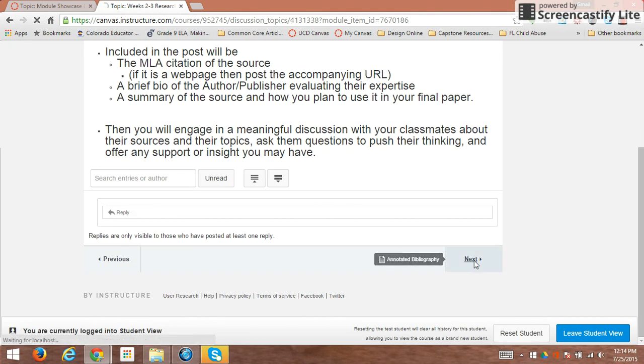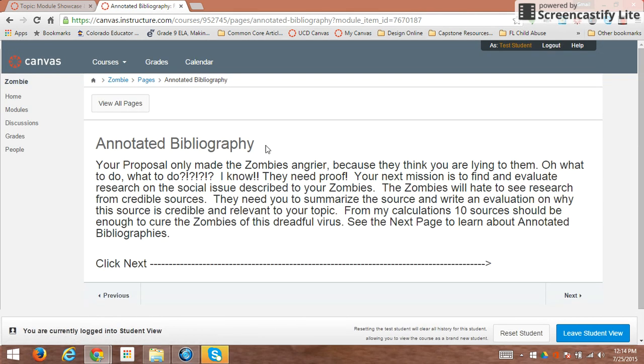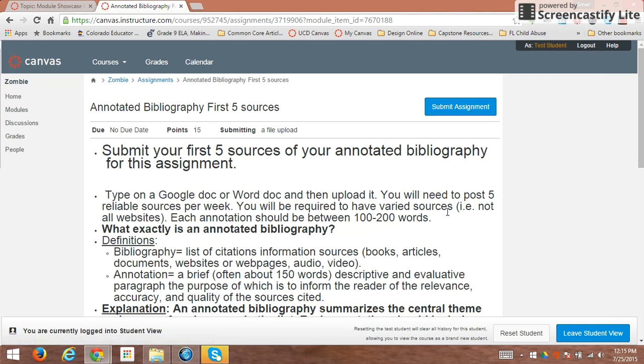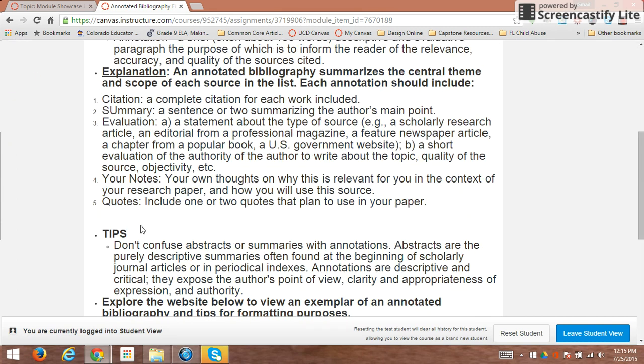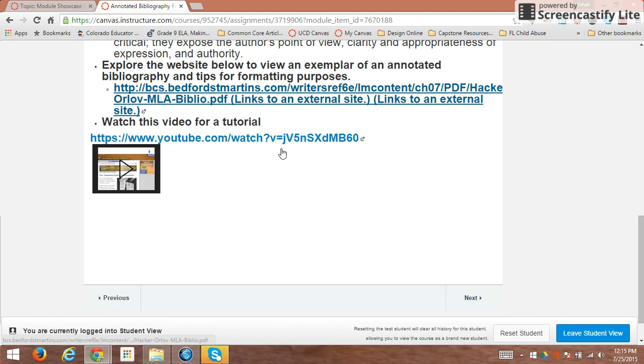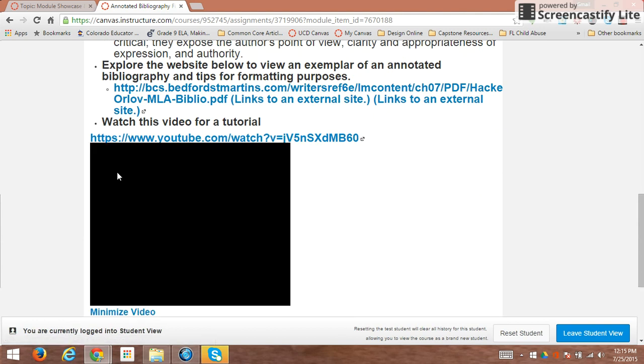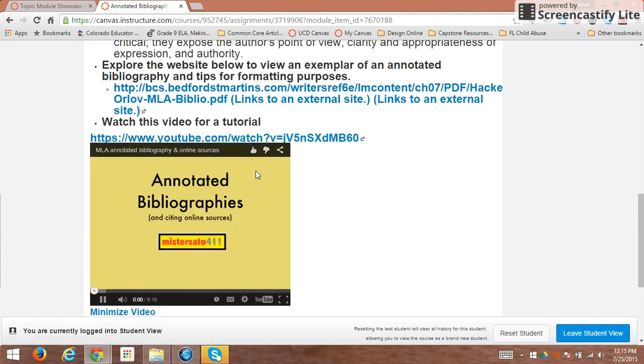So, moving forward, you'll see that they have the annotated bibliography assignment. This is just kind of running that narrative still. And then this will be the actual location where they get the information about the assignment. As a blended learning, we would actually open up this page together, and we would discuss exactly what an annotated bibliography is, providing definitions, explanations, some tips, but then also having an embedded YouTube video for them to reference after the fact that really goes into annotated bibliographies.